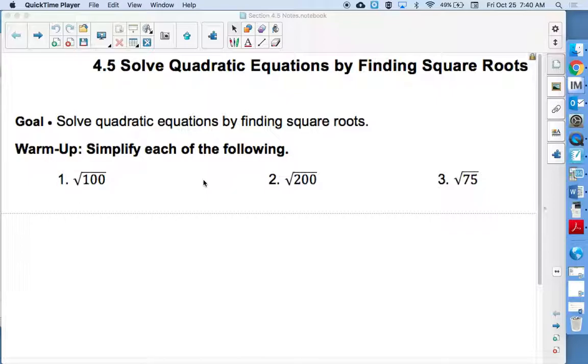We'll graph what these look like and find a lot of important parts of them. So it's a lot in one chapter. There will be a chapter test, but we take a quiz on factoring, a quiz on solving, and then we will have a chapter test at the end.